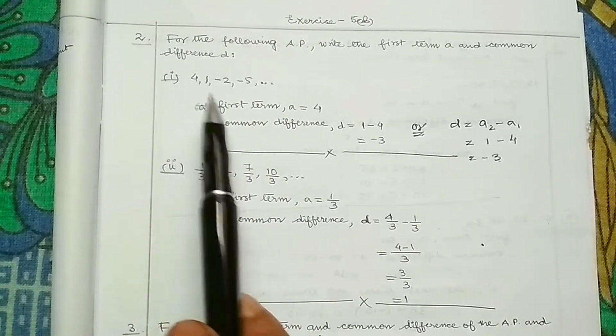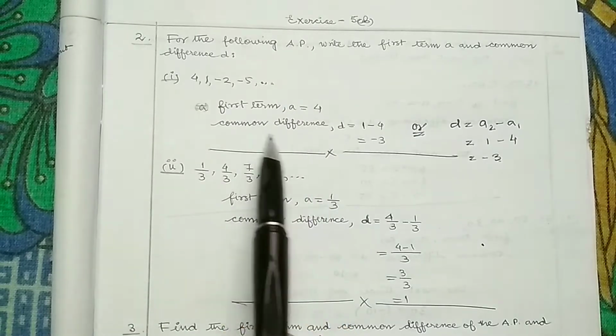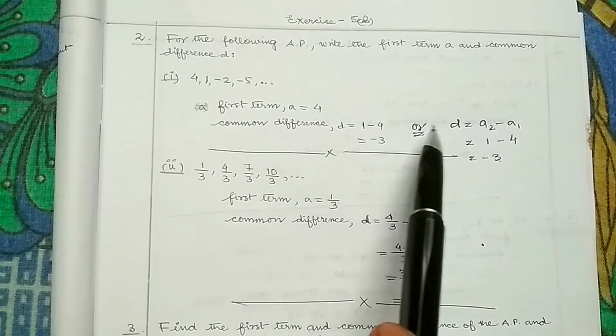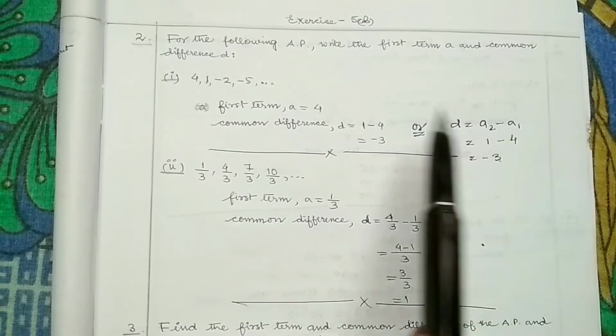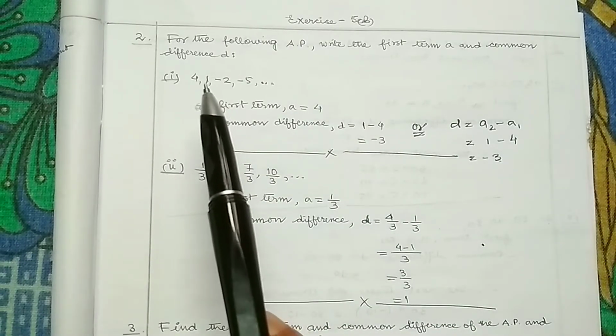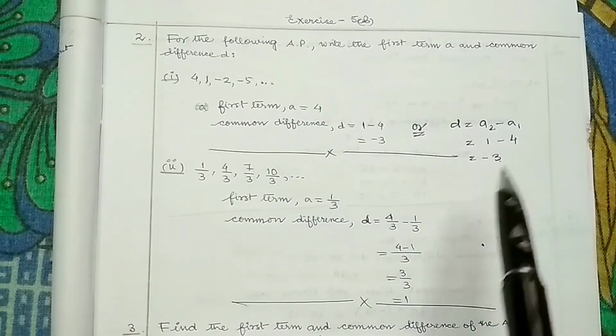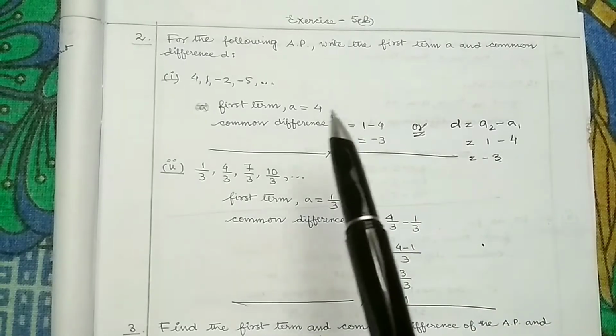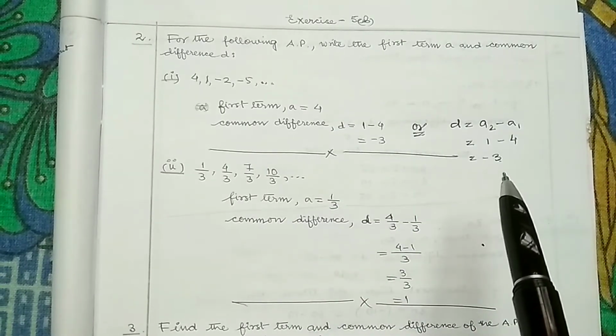So first term is A equals 4. And how to find the common difference? We know common difference is second term minus first term. Here second term is 1, first term is 4. 1 minus 4, that will be minus 3. So 4 and minus 3 are the required answers.